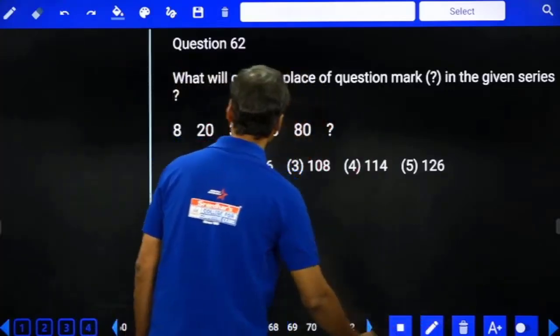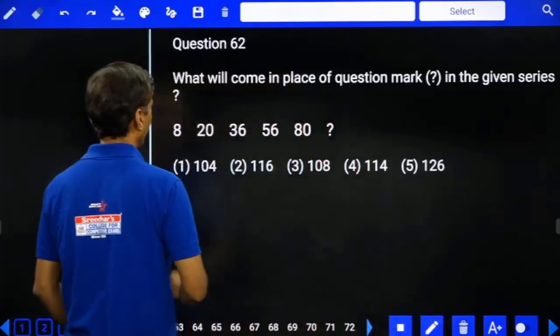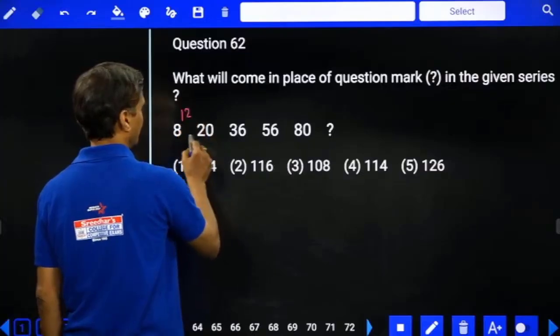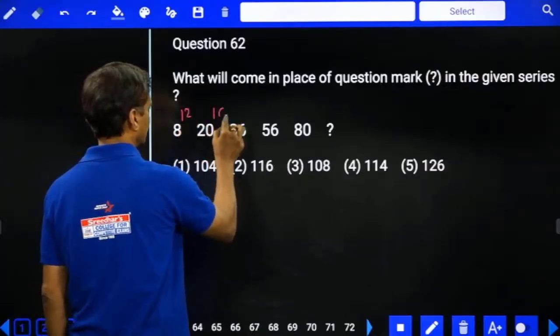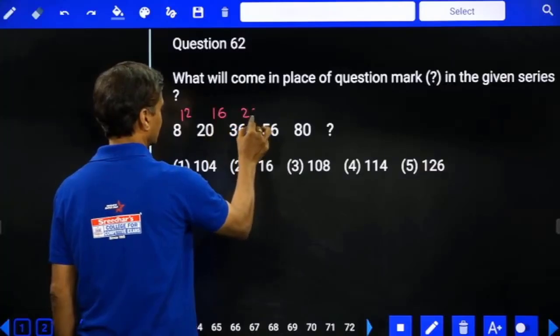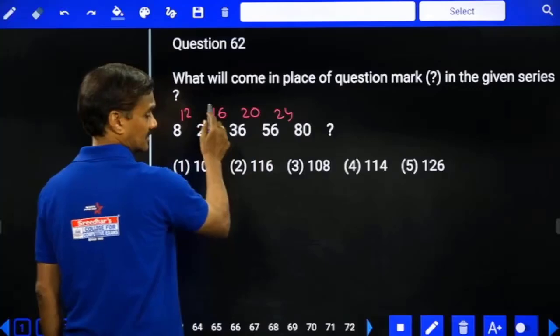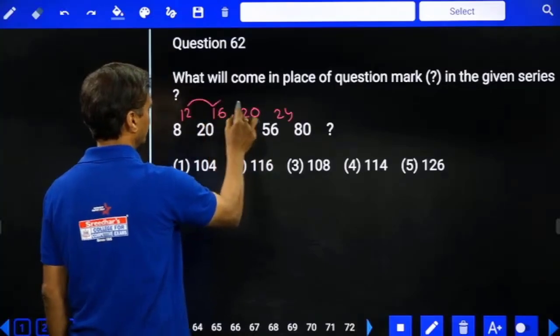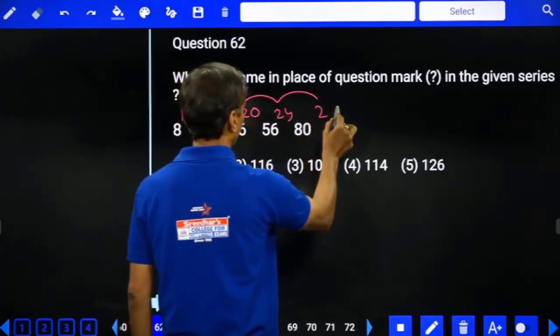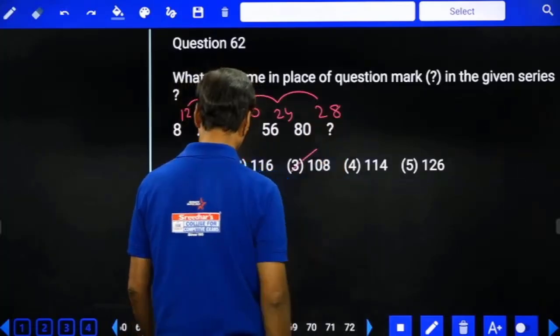Then 62, now 8, 20, 36. 8 and 20, the difference is how much? 12. 20 and 36, 16. Here the difference is how much? 20. Here the difference is how much? 24. Then 12, 16, 20, 24, plus 4, plus 4, plus 4, plus 4. Then 28, 80 plus 28, 108, choice 3.